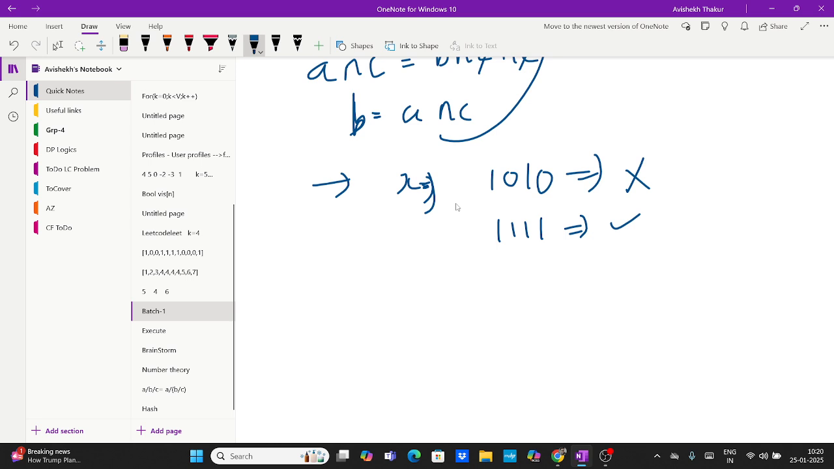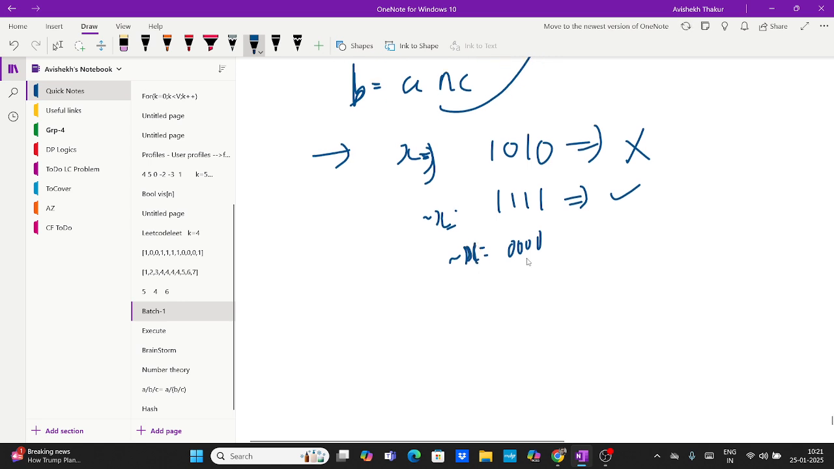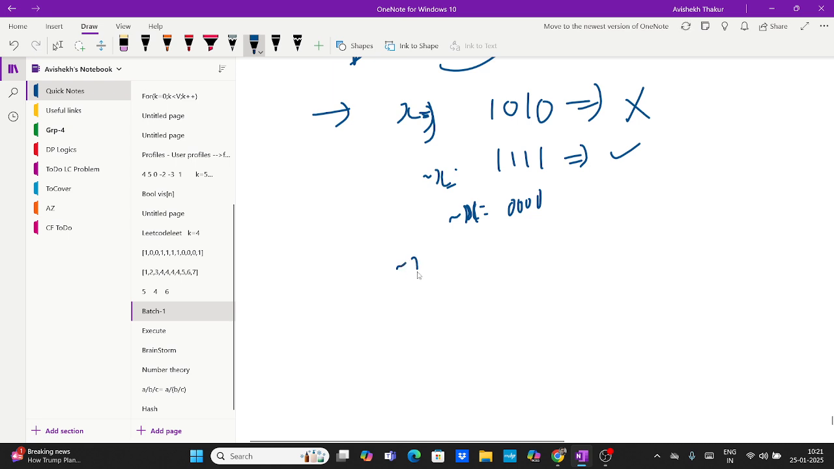Others? If we do the negation of x, it should be equal to 0. Negation of x should equal 0. Brilliant, it's working, right? Honestly, I didn't think of this. It's actually working. Correct. Okay. Do we have any counter test cases?